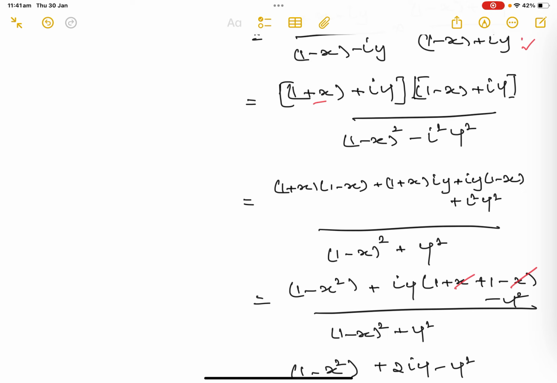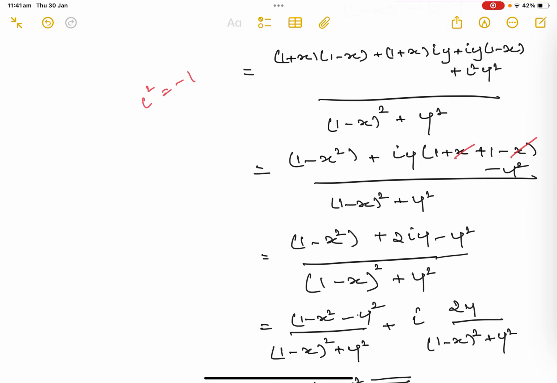Then 1 plus x times iy. So 1 plus x iy. And then multiply by iy times 1 minus x, iy times 1 minus x. Then i squared, y squared. And the denominator is 1 minus x squared, the i squared equal minus 1. Therefore, minus becomes plus y squared.